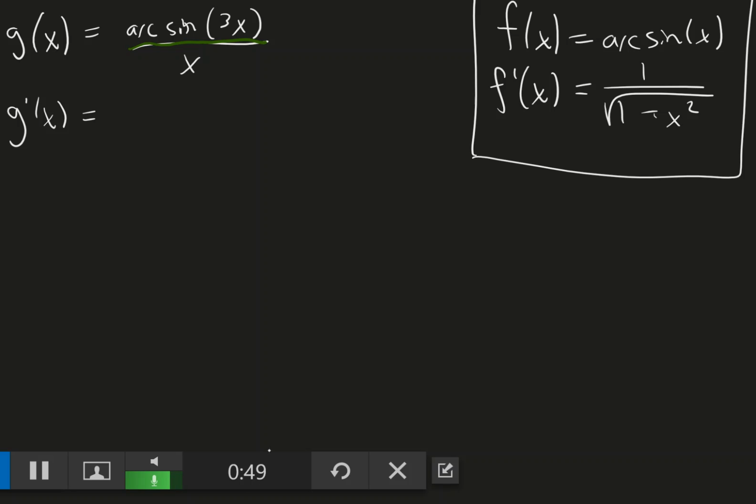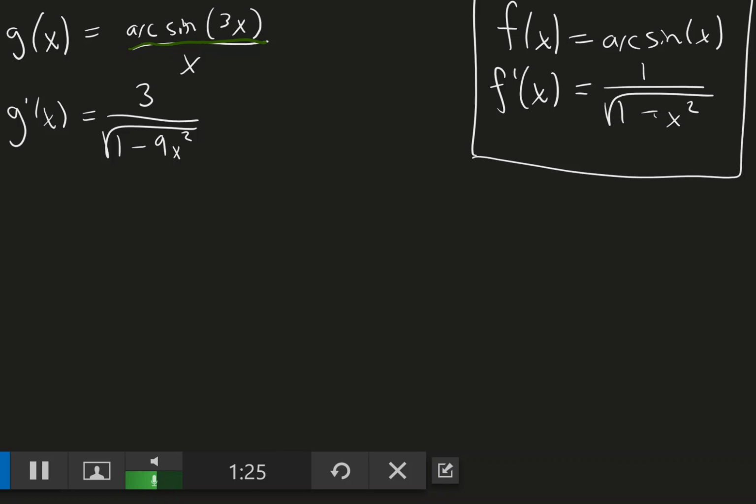So to take the derivative using the quotient rule, it would say take the derivative of the numerator. And if I took the derivative of the numerator and use this as a guide, it would be 1 over the square root of 1 minus x squared, except we're plugging in 3x instead of x, so this would be 3x times 3x, which would be 9x squared. And we have to worry about the chain rule, so the derivative of 3x would be 3, so multiply all of that by 3.